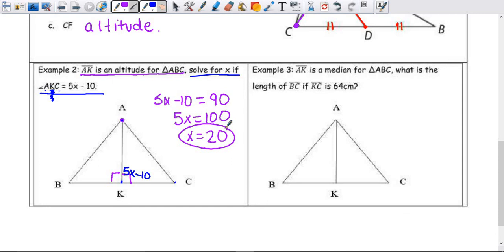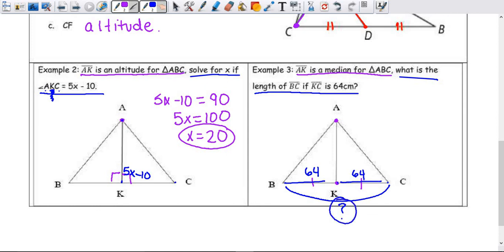With the next problem, AK is a median for triangle ABC. So A is at the vertex, so then at K, I should be at a midpoint, which means I should draw in those congruencies. So now, what is the length of BC if KC is 64? So I want to find what all of BC is if I know from K to C is 64. Well, because I drew in these congruencies, because I knew K was a midpoint, I can put 64 here, and then part plus part will equal my whole. So BC equals 128.